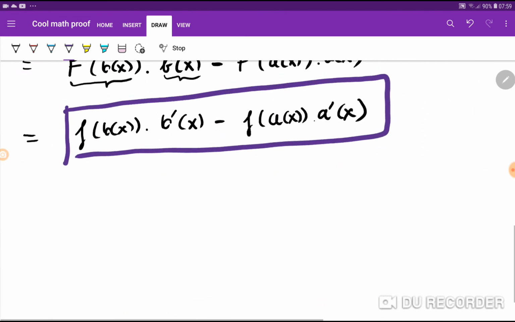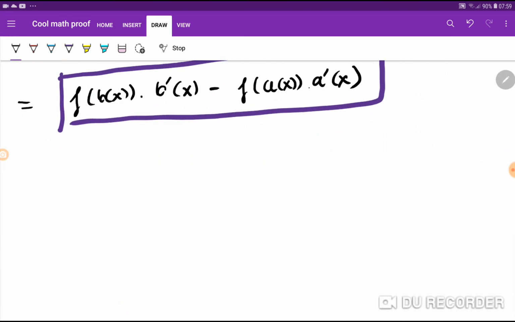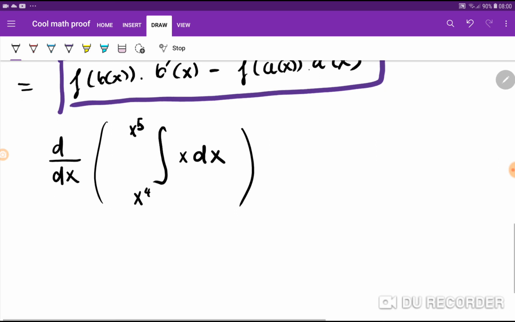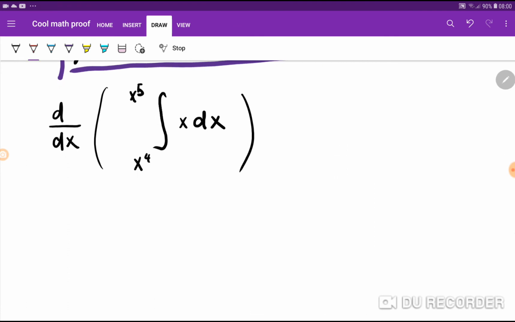Okay, so let's actually do one example. I'm gonna do it two ways, and then you guys can check whether I do it right or wrong. So I want to calculate d over dx of the integral from x to the power 4 to x to the power 5 of x dx. Okay, I want to calculate that. But first, let me do the traditional way.